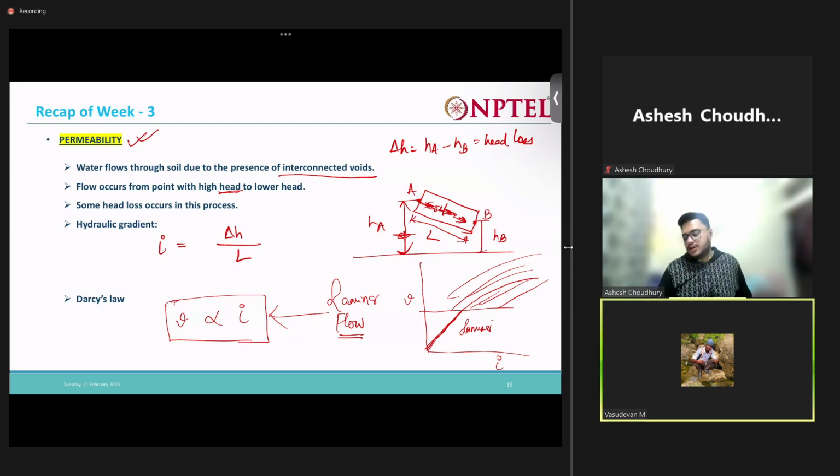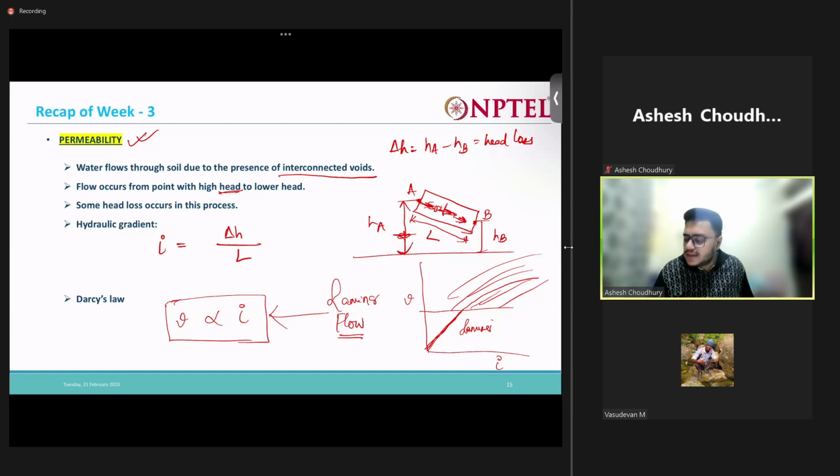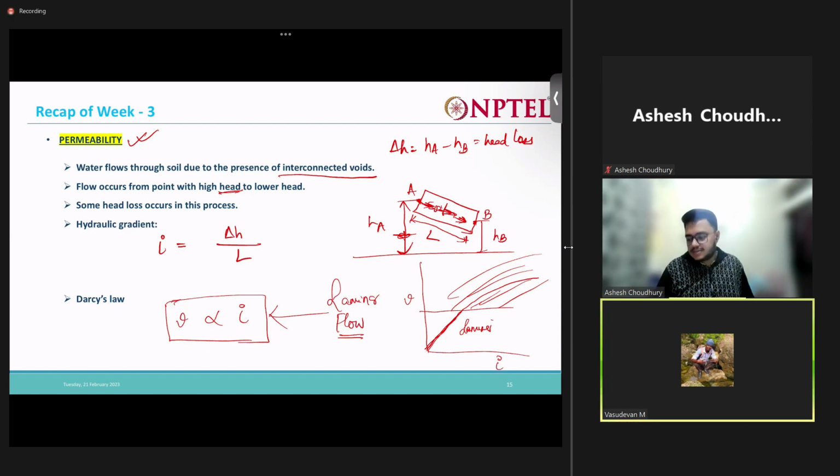proportional to the hydraulic gradient, and we can reasonably assume that the void spaces are very small, right? As the void spaces are very small, the water will be laminar because the velocity is very slow. So the water will be in laminar condition. But in case of rocks where there are huge fractures, Darcy's law might not be valid because there might be turbulent flow through those cracks.